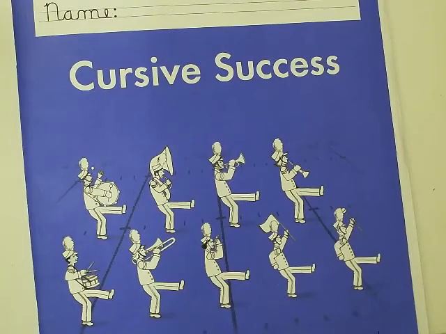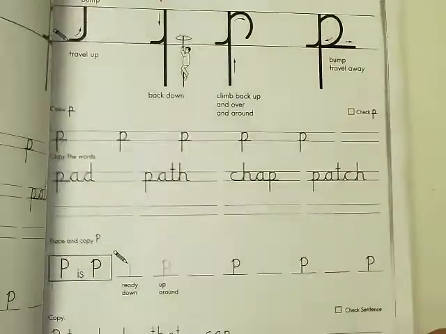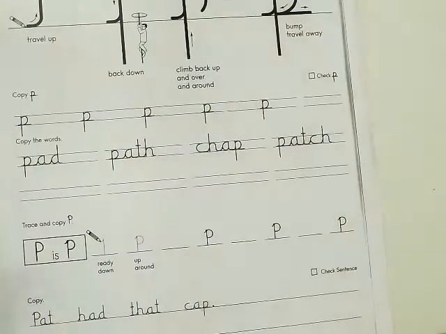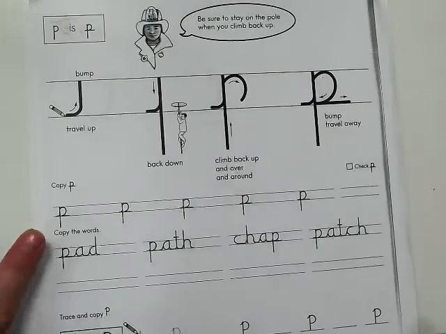Good morning, fourth graders. It's cursive time. Are you ready? Let's grab out your blue book and turn to page 14. Today we're going to learn the letter P and then we're going to learn the letter E.